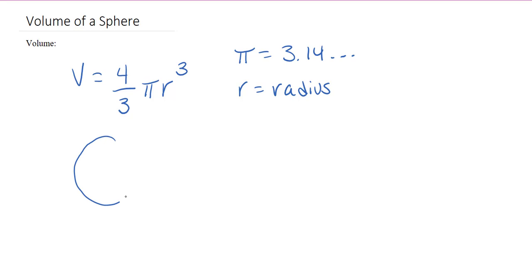Now, if you have a sphere, this is supposed to show that it's in 3D, but it's pretty horrible. But in the center, we have the center, and anywhere from the center to the outer rim of the sphere is our radius. So let's look at some examples.